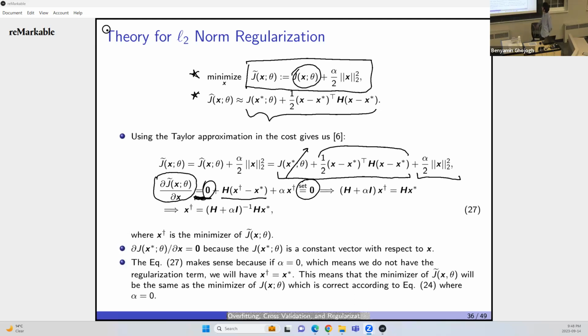x minus x star. Why have I put x dagger here? Dagger, because I want to say that this is the solution. You can consider it as x, doesn't matter. And the last term, its derivative is also alpha over 2 times 2x, the 2's cancel each other. We'll have alpha x. Set it to 0, rearrange the terms, and factor out the x or x dagger. Then left multiply both sides by the inverse of this. So get the x. This is the solution, right?